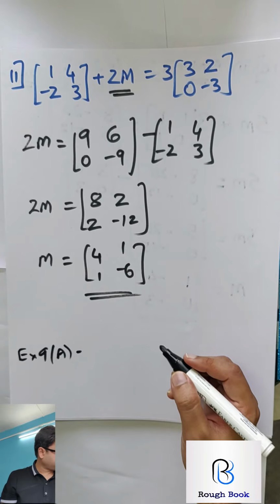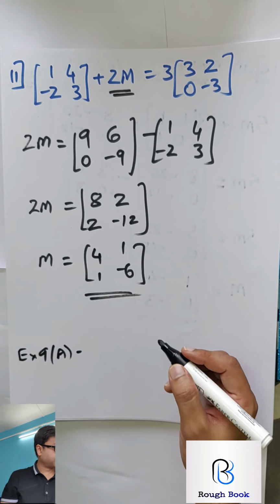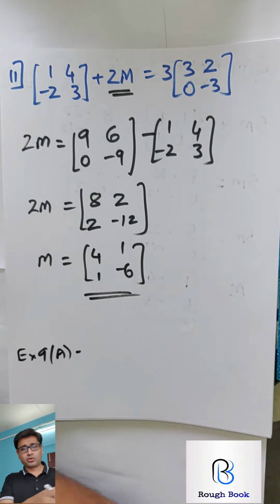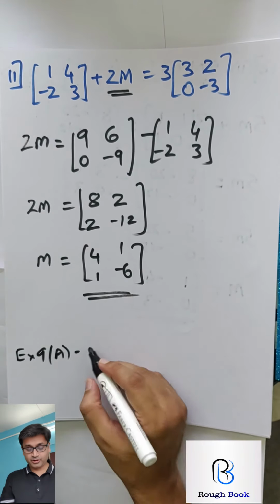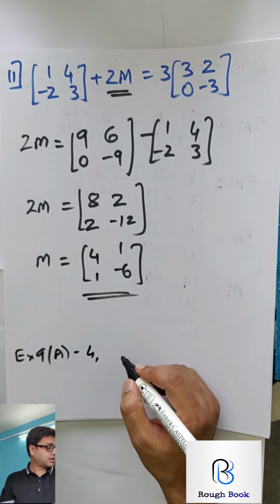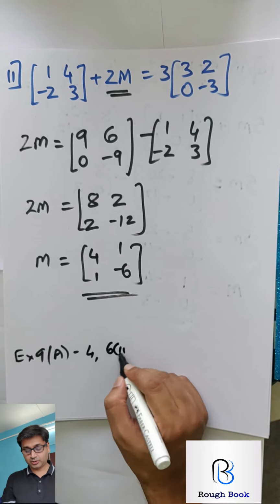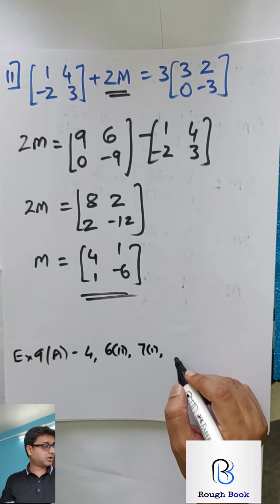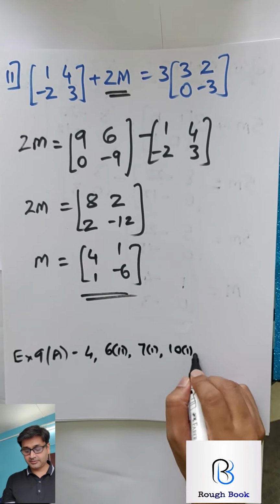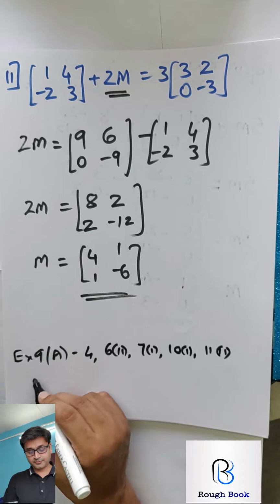Exercise 9a. I want you to try the following sums. I did not get into true or false. You can always do it on your own. So don't really bother about it. I want you to do sum number 4. Sum number 6 part 2. 7 part 1. 10 part 1. And 11 part 2.